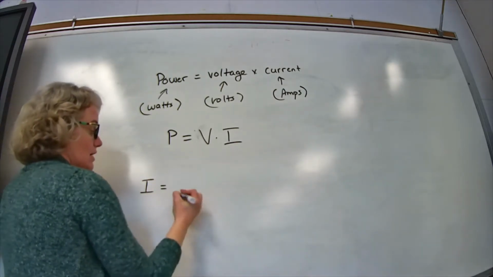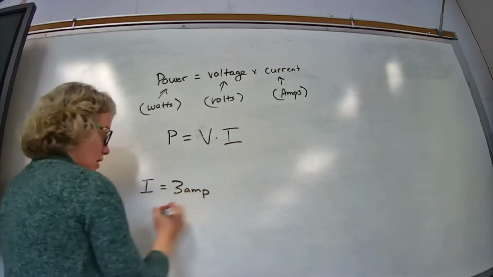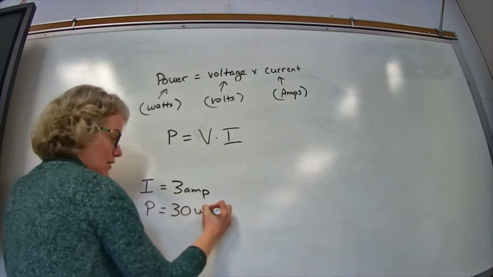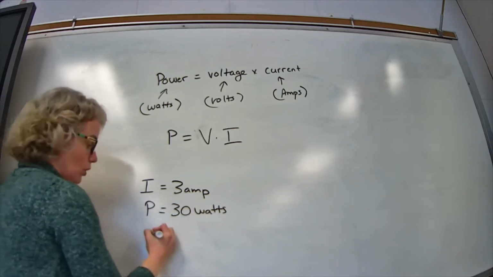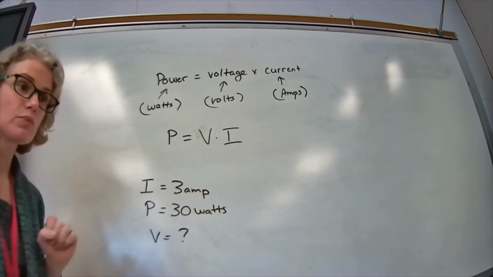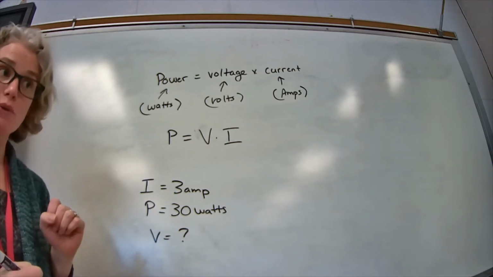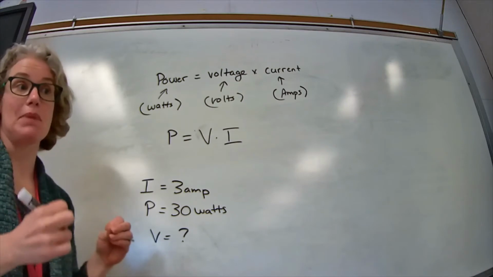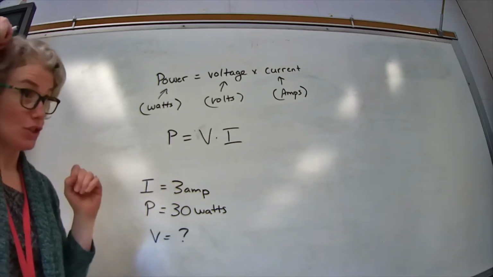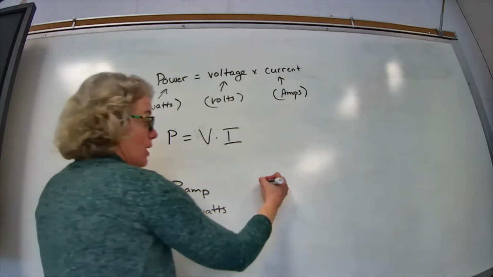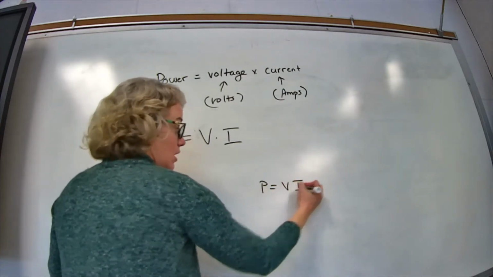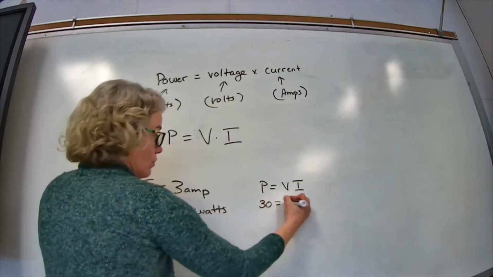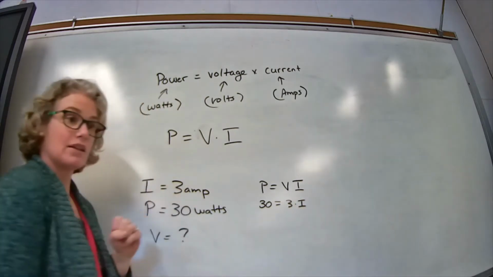So say the current is, again, 3 amps, and the power is 30 watts. What then would be the voltage? You have a couple strategies on how you could solve this. Most of my students tend to prefer plugging in immediately before rearranging the equation. So I'm going to just rewrite my equation, and then I'm going to plug in the numbers. So 30 equals 3 times I.